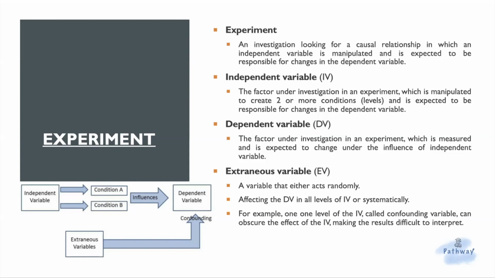The levels of the IV are compared by two or more experimental conditions, such as bright or artificial lights. If you see the picture on the left corner of the screen, it reveals that independent variables can create several conditions to influence dependent variables, and extraneous variables, the word extra, we don't want that to happen.